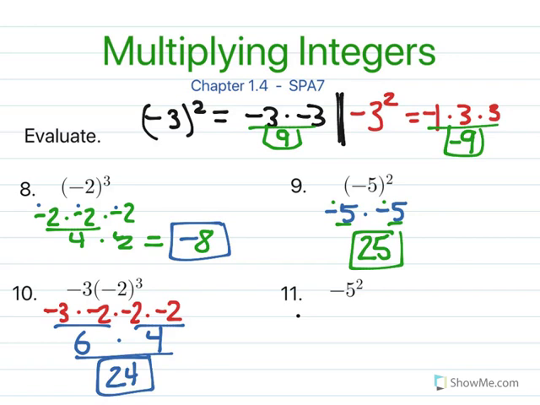Now with number 11, we go back to this being a little bit different. It's going to be -1 for that negative sign times 5 times 5, much like that red example we did in the beginning. 5 times 5 is 25, times -1 is -25. So for that, your answer is -25. All right, let's go ahead and check out the algebraic ones next.